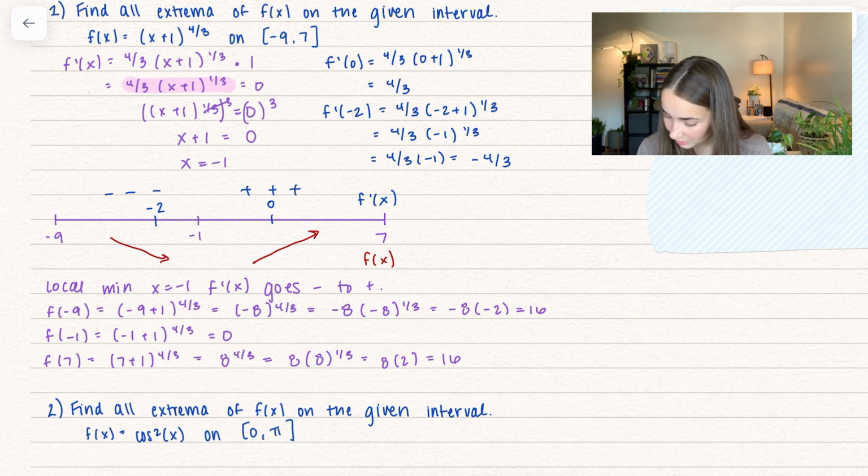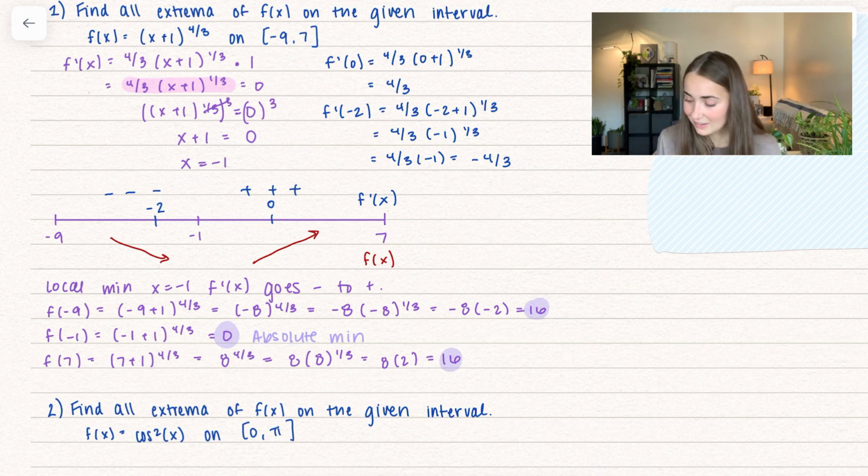So we can first look at our absolute minimum, and we can tell the smallest value here is going to be 0, between our other 16 and 16. And now that we talked about this, 16 and 16 are the same values. When they're the same value, they actually tell you that there's no absolute maximum. You cannot have two absolute maximums. There can only be one. So I'll go ahead and write that out.